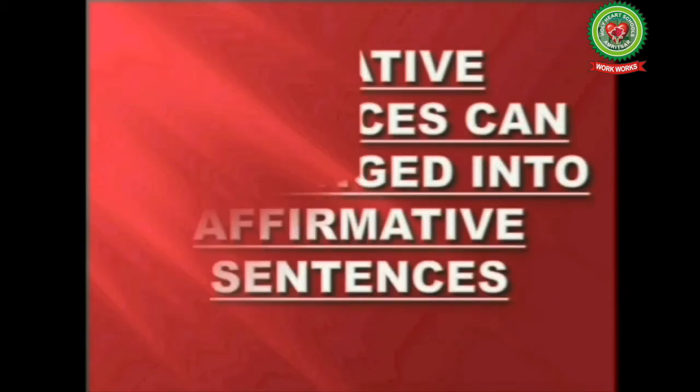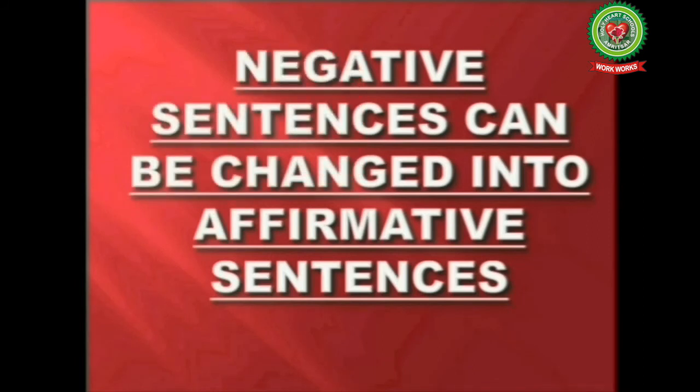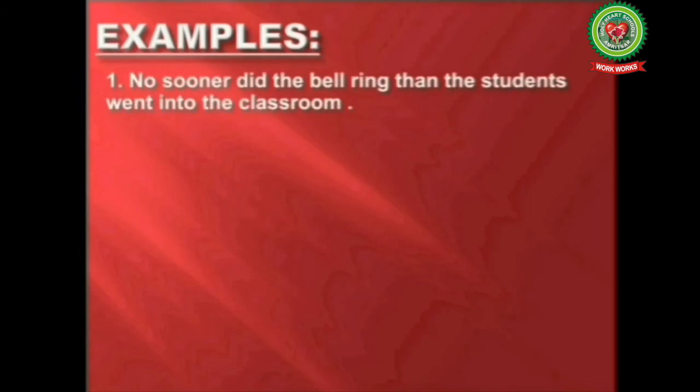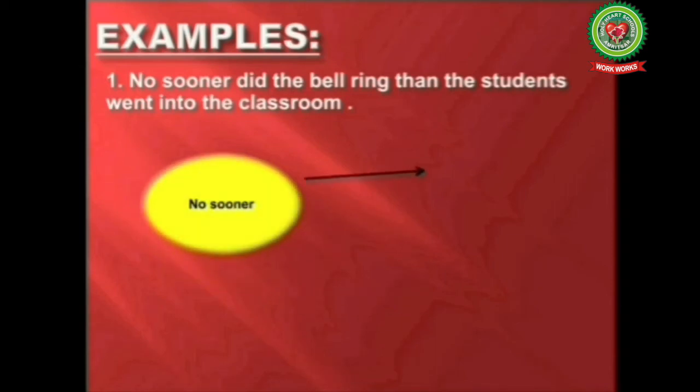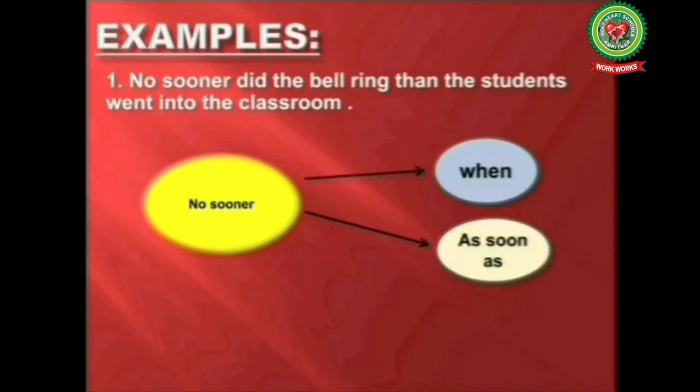Now let's proceed further. In the same way, a negative sentence can be changed into an affirmative sentence without changing its meaning. Here students, all the above methods can be used in the reverse order in order to change from negative to affirmative. Let's take examples. First example, no sooner did the bell ring than the students went into the classroom. Now students, no sooner can be converted into when or as soon as. So, it can be converted in both the ways.